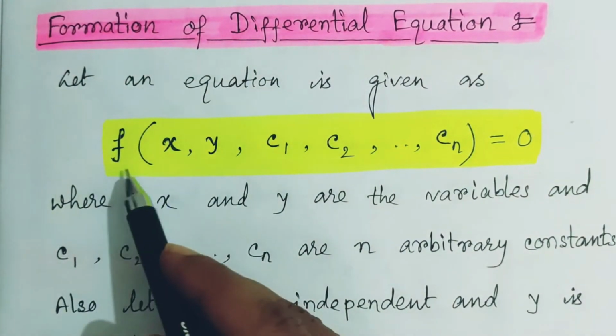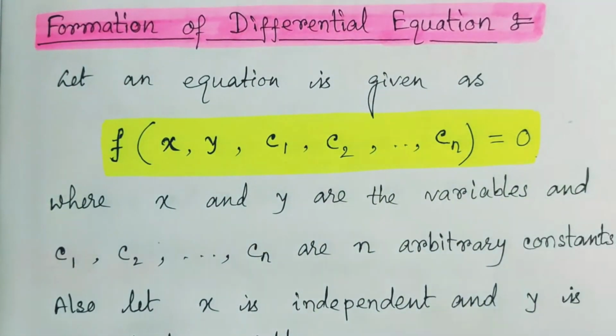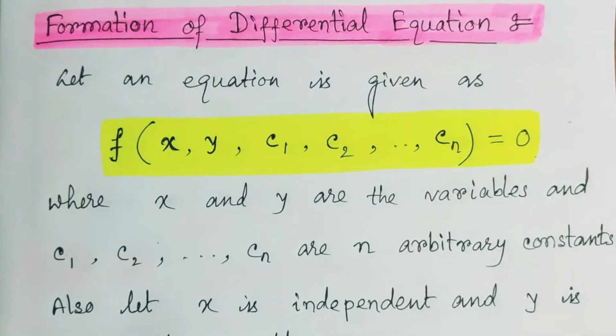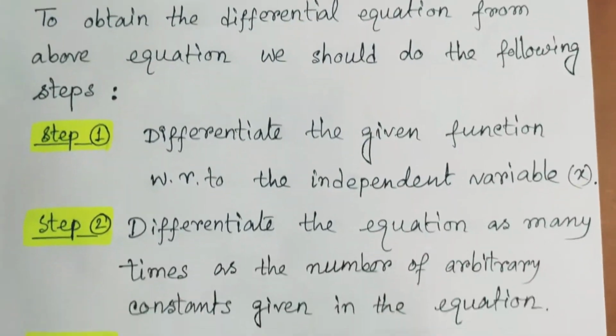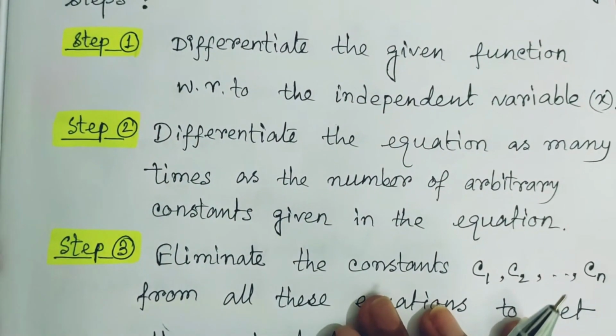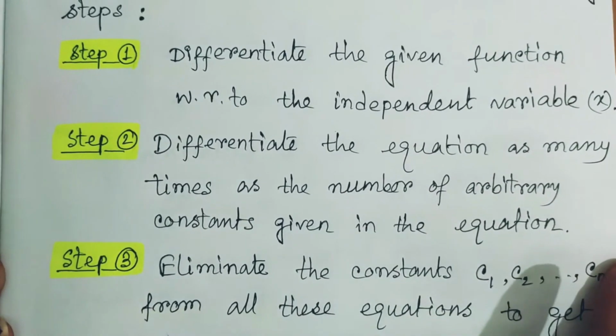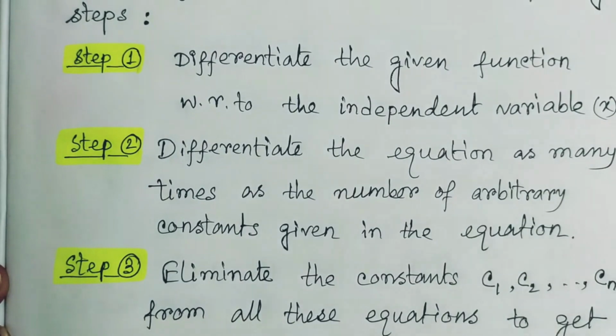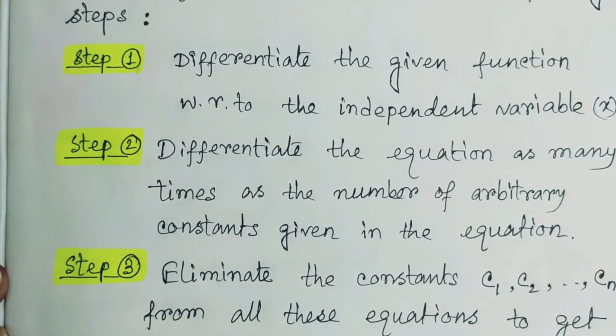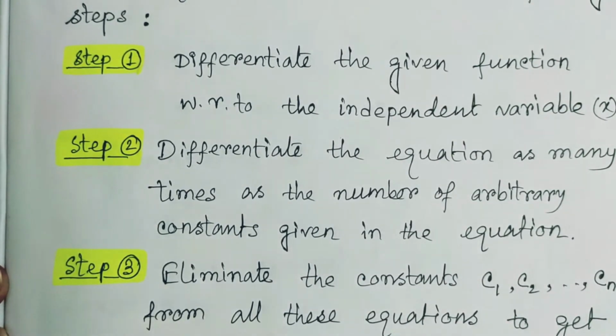If this function equals 0, that is the equation, and for this primitive we are going to form the differential equation. To obtain it, we should follow three steps. In the first step, we differentiate the given function with respect to the independent variable x. If we assume that x is the independent variable in the given primitive, then with respect to x we first differentiate the given function.